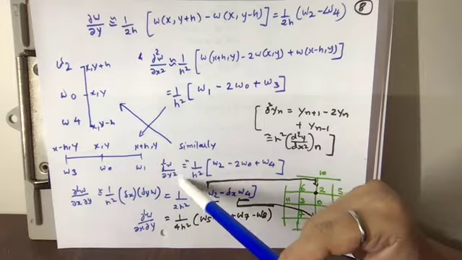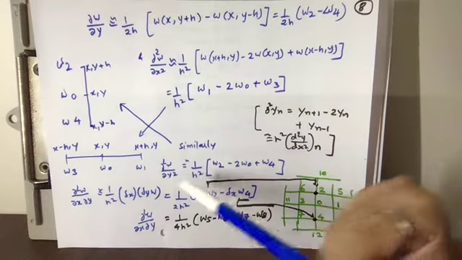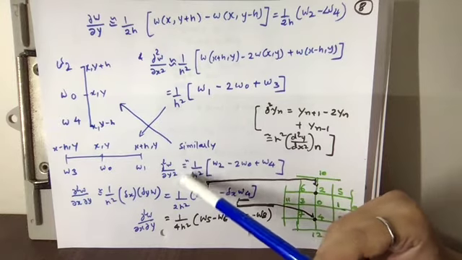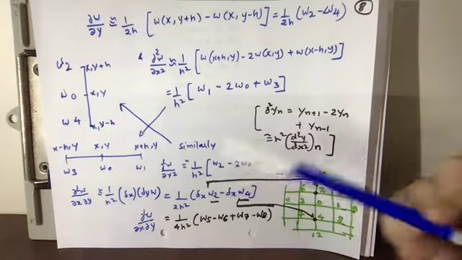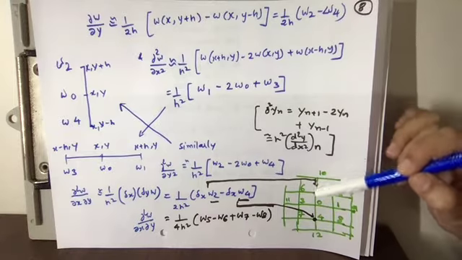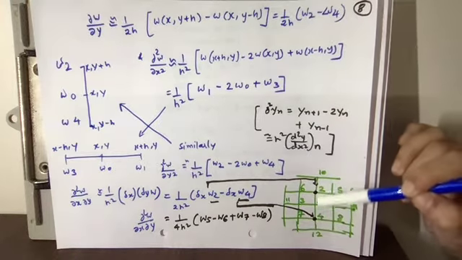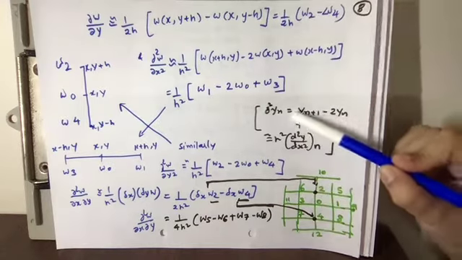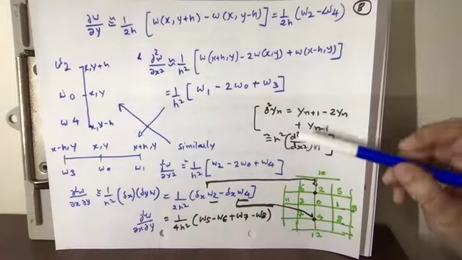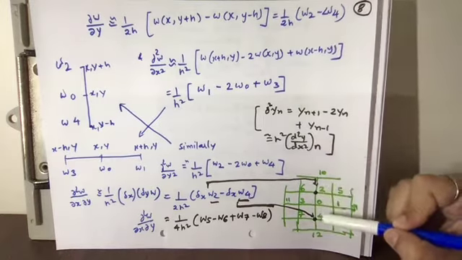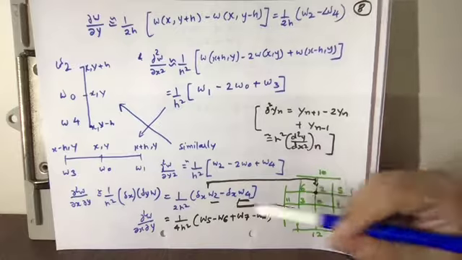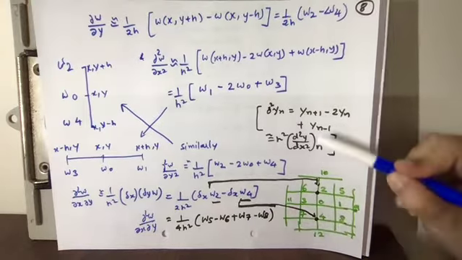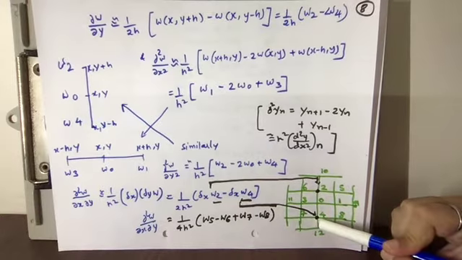Now we can write the second order differentiation with respect to y, del square w by del y square. Now you have to look at the vertical direction. Mention your function value, that is y, in the y direction. You can use the same formula, but what is the next value and the lower value? yn plus 1 is 2, so w2, yn is 0, w0, and yn minus 1 is w4 in the y direction.